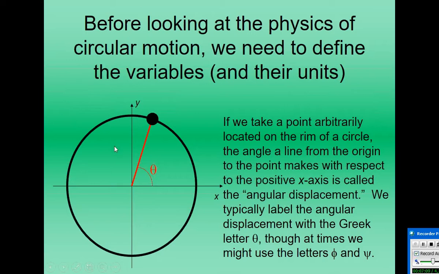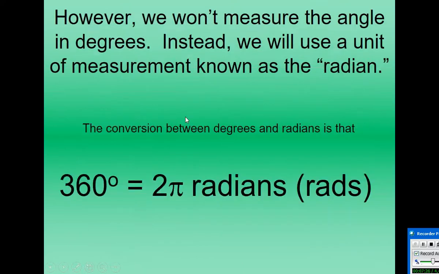As you can see on the screen, theta represents the angle subtended from the x-axis to the line connecting the object to the center of the circle. This would be the angular displacement of this black circle. Sadly, we don't use degrees as the standard unit in angular motion. Instead, we use the unit known as the radian.